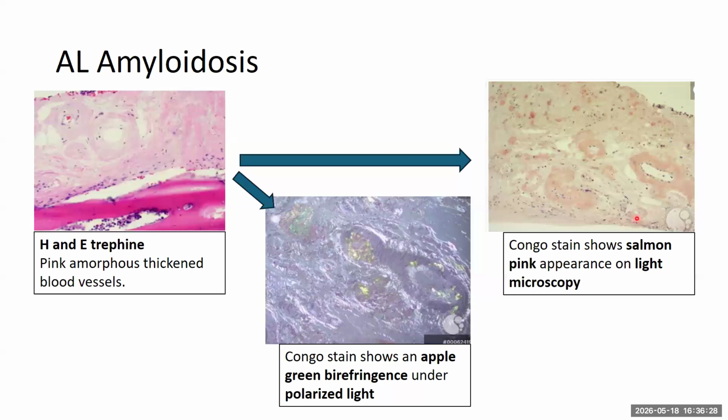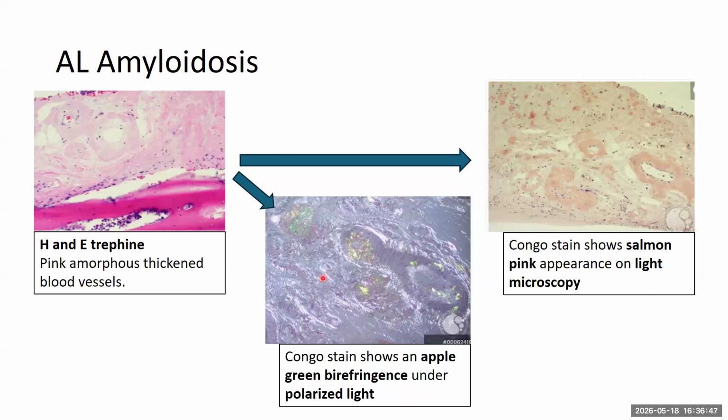If we look at a Congo stain under light microscopy, we can see the salmon pink appearance. But if we use polarized light, we see this apple green birefringence. So essentially we use the same stain, but use two different modalities to identify.